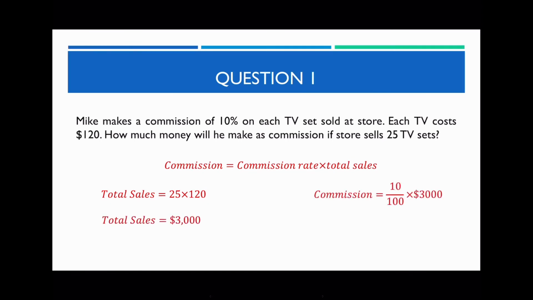Once we can do this, we can therefore substitute the values into our formula. Commission is 10%, so 10 out of 100 multiplied by 3,000. Therefore, your answer is going to be $300.